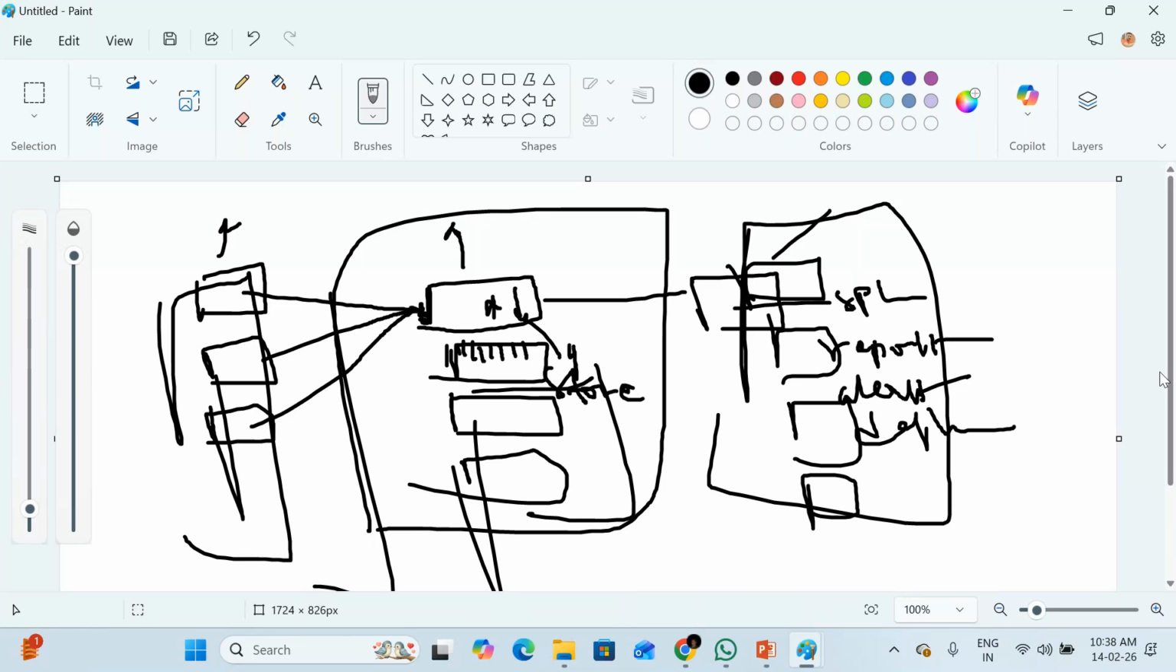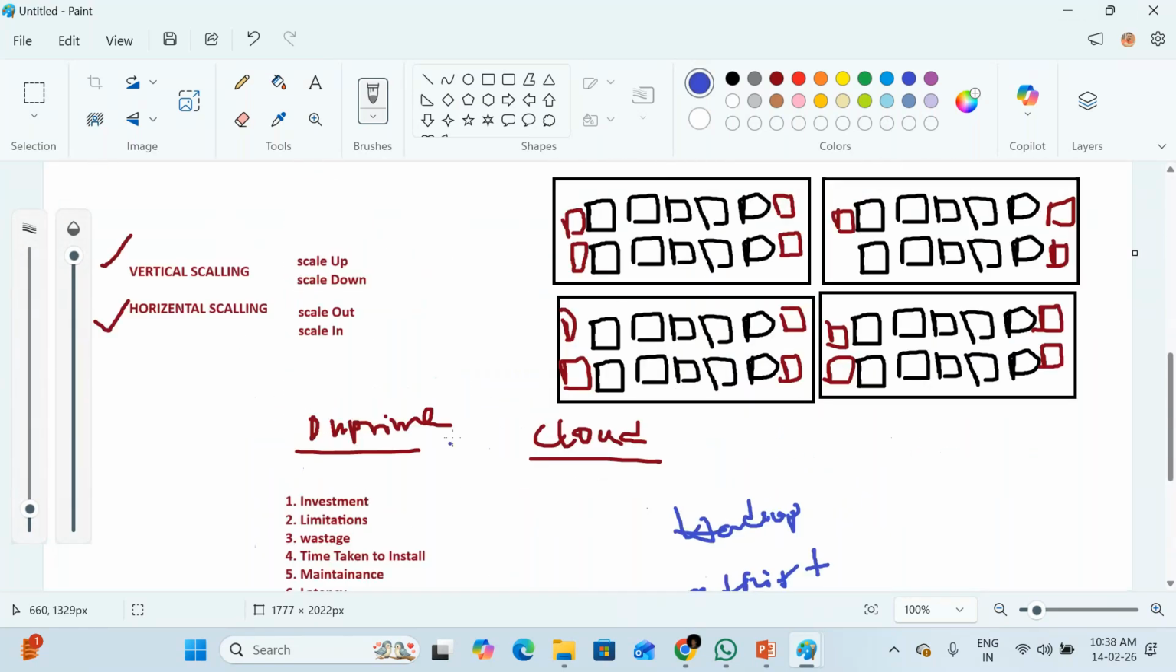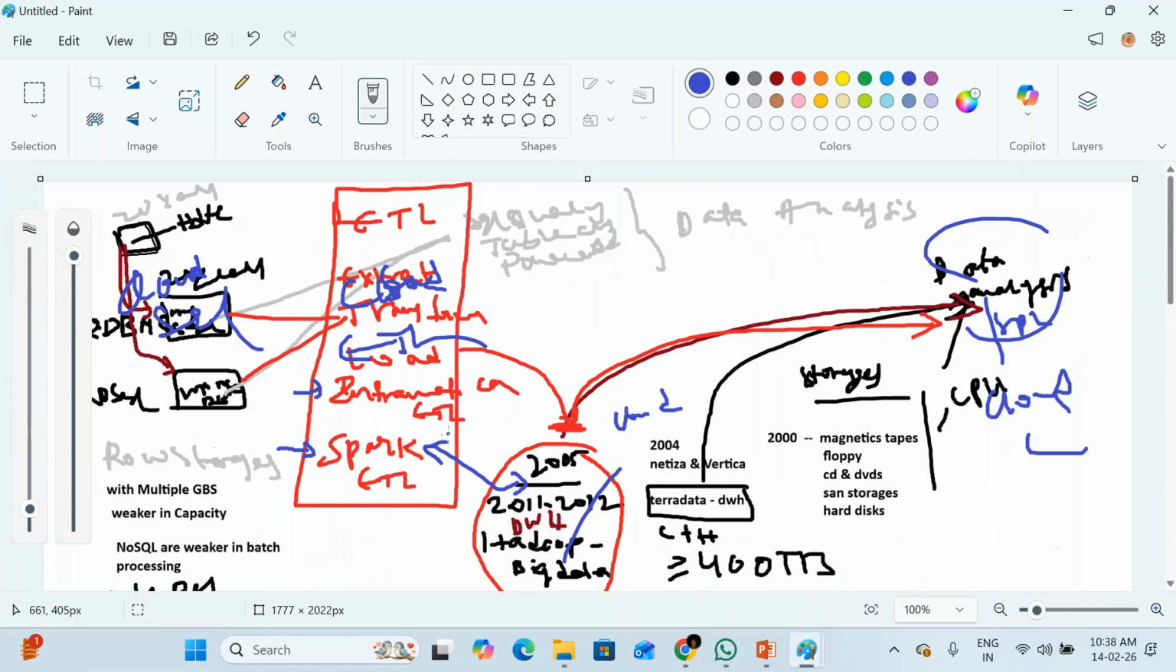Two points: why are we going with Splunk? We have many more points. We'll see them in the next class. Do you have any questions? You can ask me. This is all I explained to you in the general process. But anyway, every person needs to follow this process.